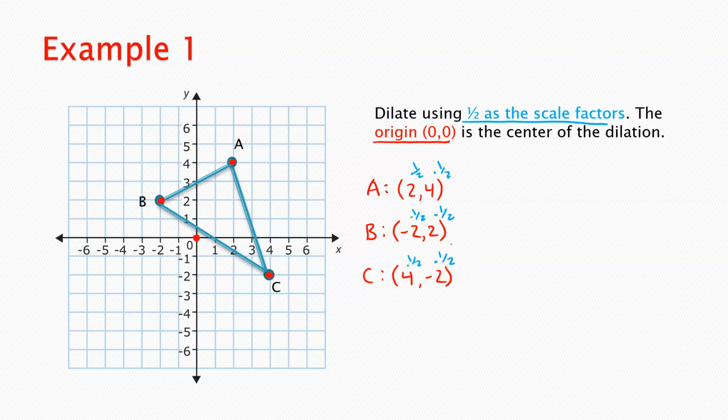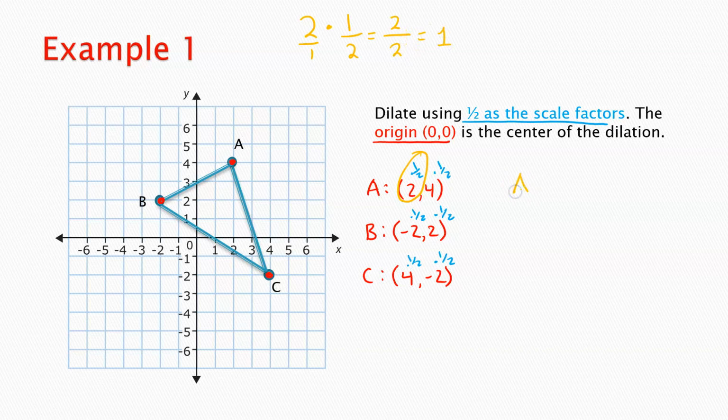I'll go ahead and show the first one. What's 2 times 1/2? Remember how to multiply fractions. That's 2 over 1, so I multiply across my numerator, 2 times 1 is 2, and across my denominator, 1 times 2 is 2, and 2 divided by 2 is just 1.